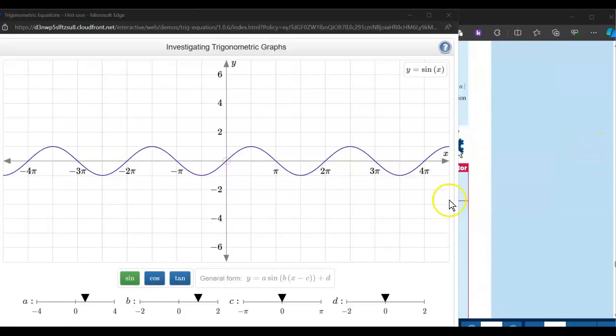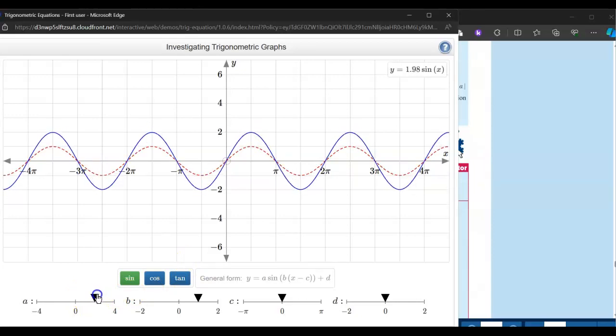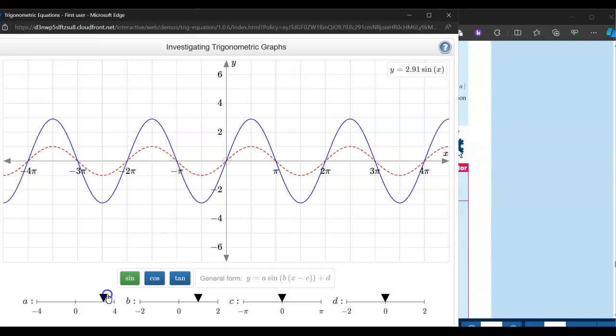So now if your A is the amplitude, this is when your amplitude increases. This is when your amplitude is 2. This is when your amplitude is 3. See, look how your equation is also changing over here. Your B affects the period.